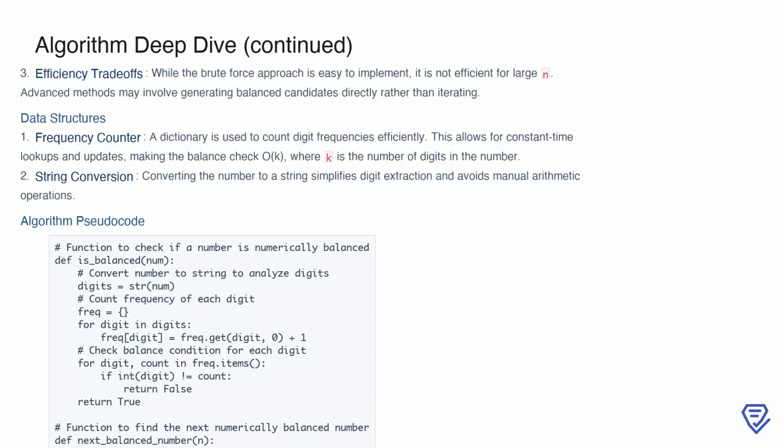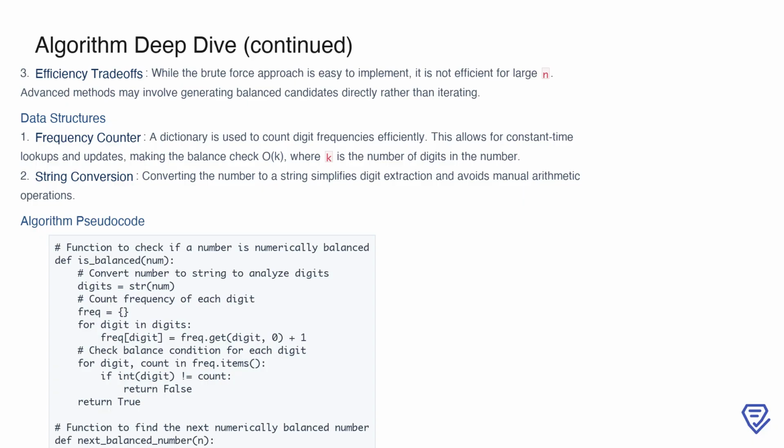To support our algorithm, we use specific data structures. A frequency counter, such as a dictionary, allows us to count how often each digit appears in constant time for lookups and updates. This makes the balance check efficient, with a complexity of O(k), where k is the number of digits in the number. Additionally, converting the number to a string simplifies digit extraction and avoids manual arithmetic operations.